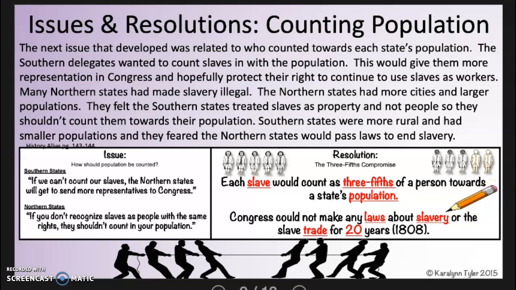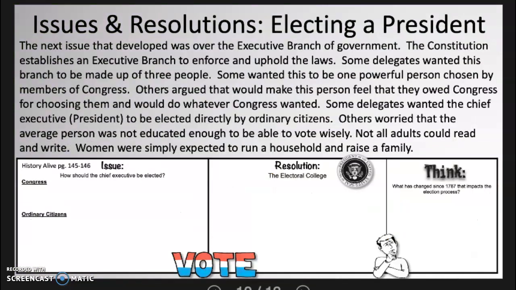The third and last issue at the Constitutional Convention was the issue of electing the president. How should they elect the president? Some delegates wanted the executive branch to be made up of 3 people. Some wanted it to be one powerful person chosen by members of Congress. And that is the group that thought average citizens aren't educated enough to wisely choose a president. And this is different than the outlook here in the United States in 2019.